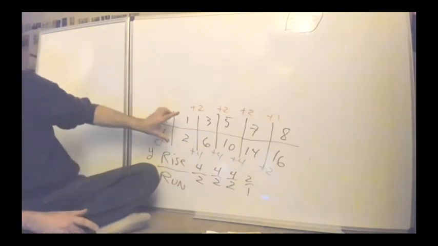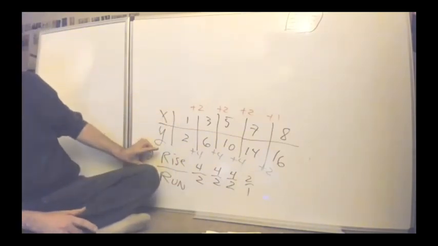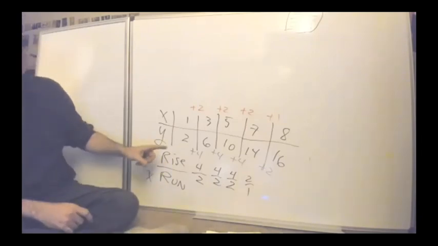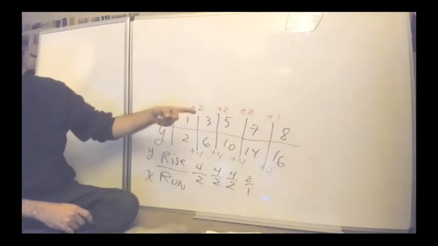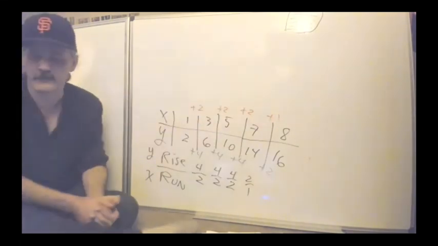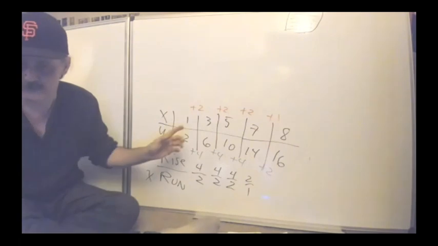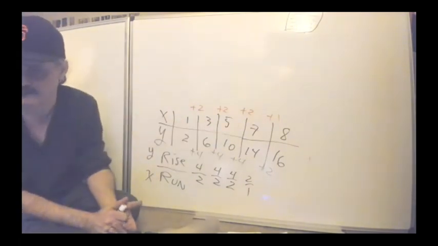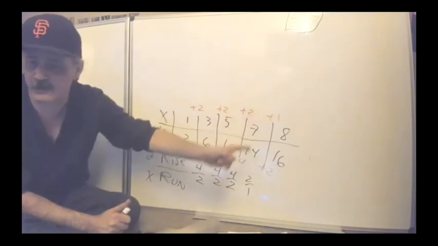So if we did that as a ratio, the rise over the run, which would be the y's over the x's, we would write this as 4 over 2, and then right here we'd write this as 2 over 1. Okay, that's called the slope. Now here we have some intuition. We know how to add 2 and add 4. Right? We know how to add 1 and add 2.